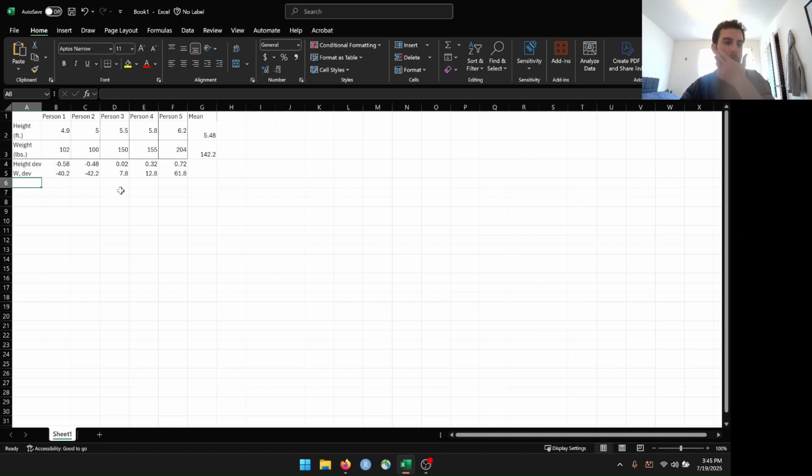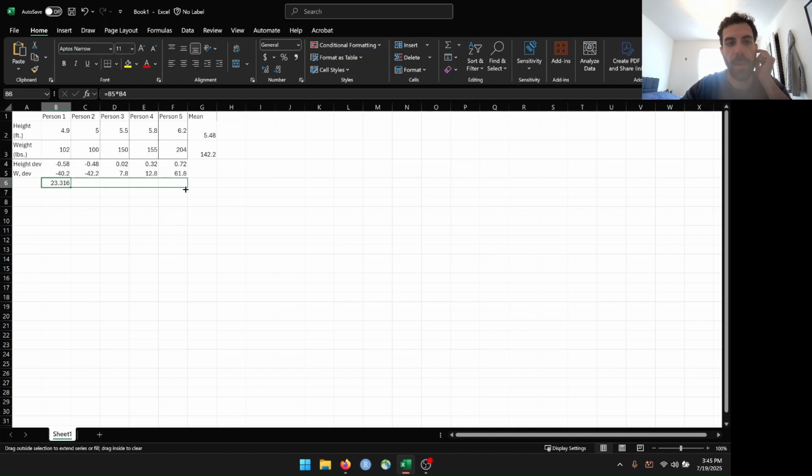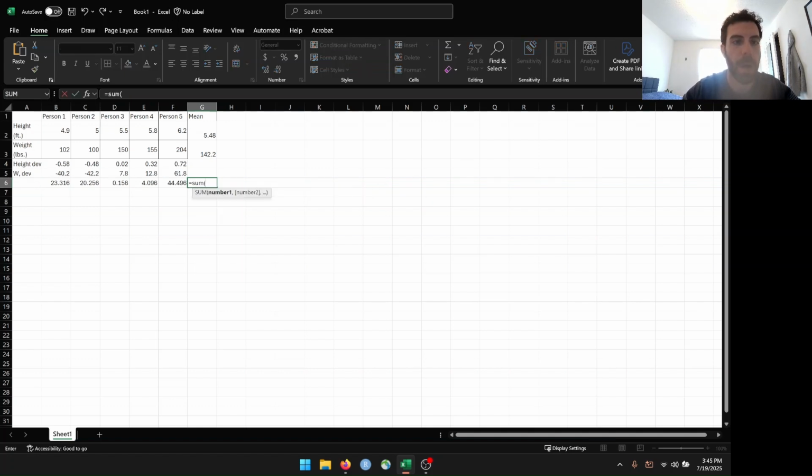Okay, so you should remember the formula for covariance is just the sum of the product of the deviations divided by the sample size minus 1. So here's my deviations for height, here's my deviations for weight. My product of them is just as simple as one multiplied by the other. Now you could wind up with negative values as you see in the height deviations and weight deviations. You could wind up with negative values here too, but in this case we don't. And then you just sum them all up.